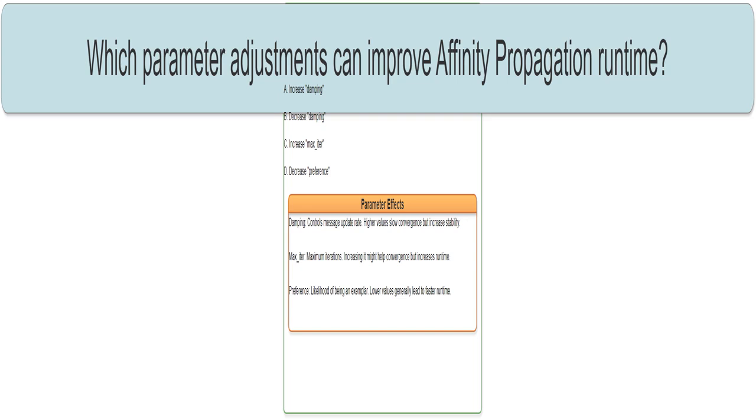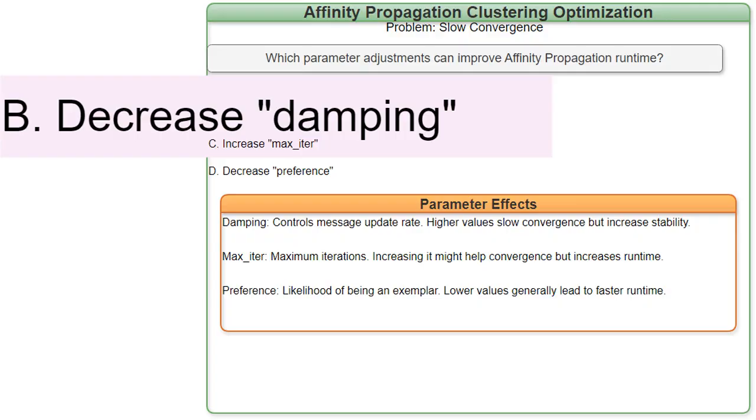Think of damping like a brake. It slows down the algorithm's updates to avoid overshooting. I could try lowering the damping parameter. While a lower damping value might initially seem like a speed boost, it can actually cause instability and oscillations that end up increasing the runtime. The algorithm might bounce around without settling on a solution.